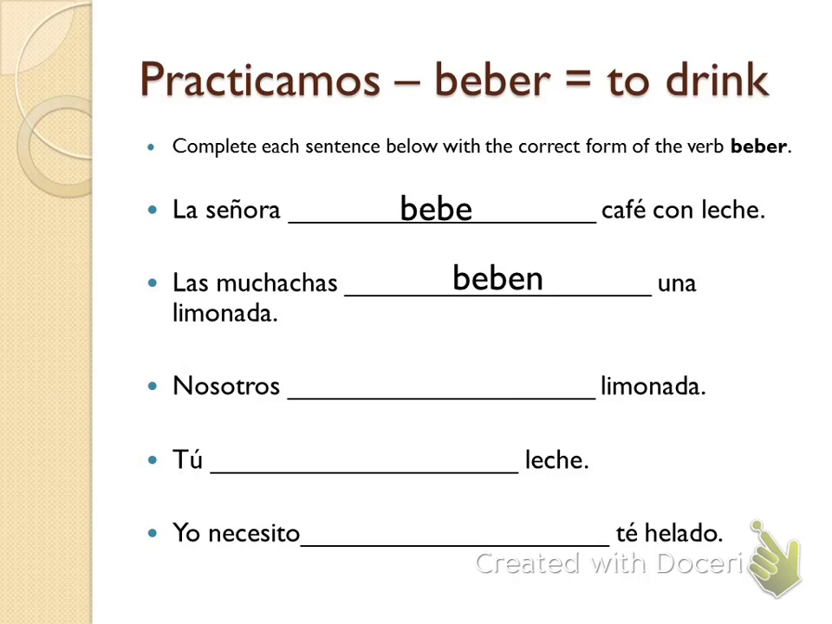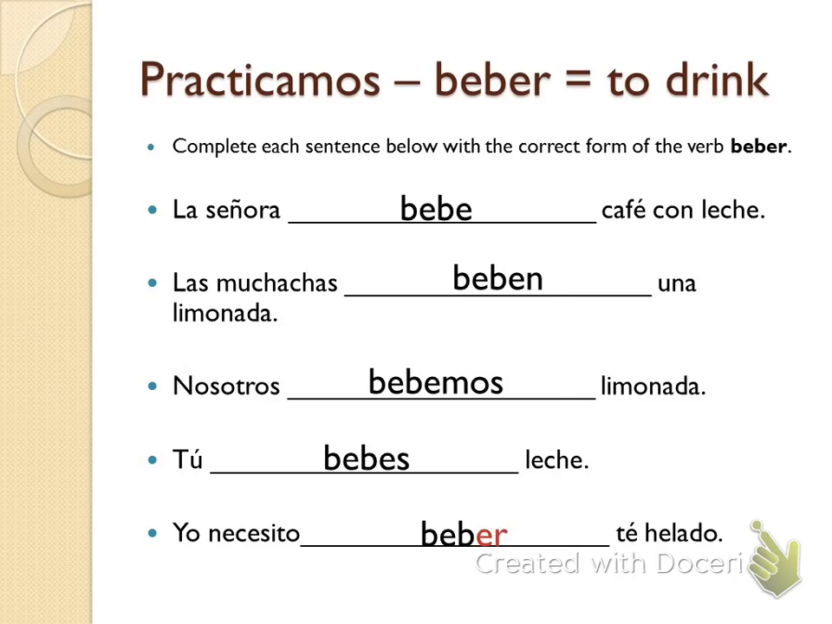What if we do nosotros? Good. Bebemos with an EMOS. And then tú, bebes, and yo. Now notice that we have something there. Right, so if we already have a verb, what do we do to the second verb? Keep it the same. Original infinitive form with the ER attached, because what does that mean?